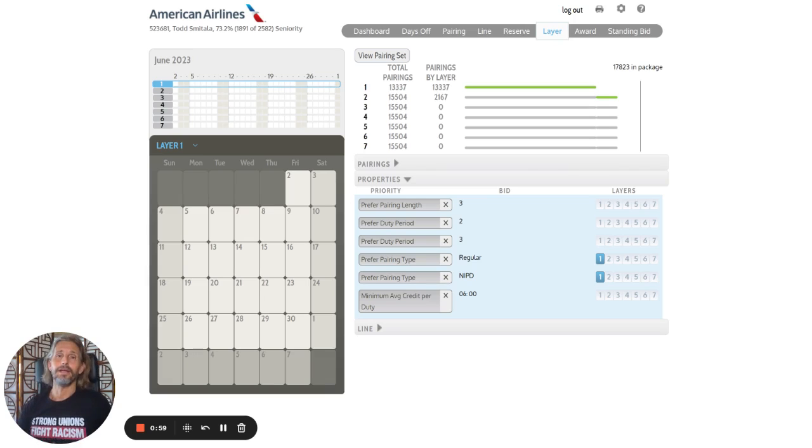A duty period is from sign in to release. So I may sign in in the morning at 7 a.m. for a turn, and I may be done at 8 p.m. for a turn. So that's one duty period and also a 1 day pairing length.